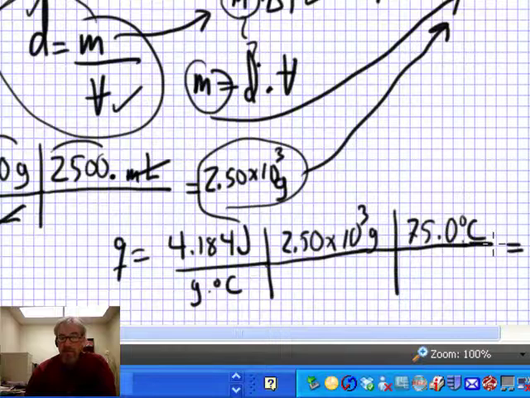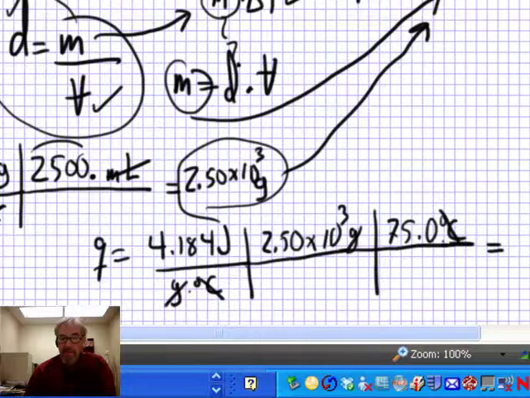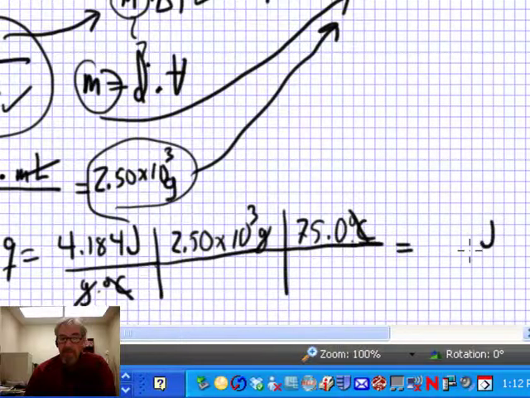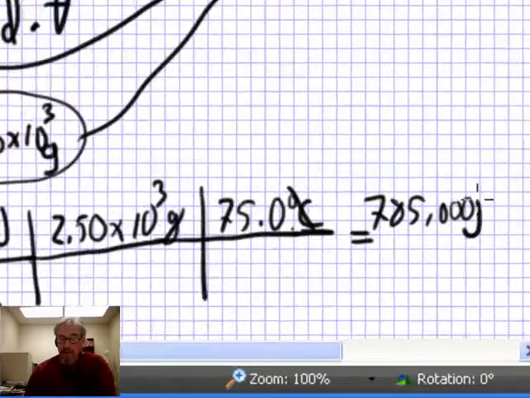Again, the first thing I do is not numbers, it's units to see if I'm on the right track. Degrees C cancel, so do grams, and I have units of joules. Joules is heat energy, and so since my units are right, probably my answer is going to end up being right. Well, now I'm finally ready to calculate, and when I put these numbers into my calculator, I come up with three significant figures, 785,000 joules.